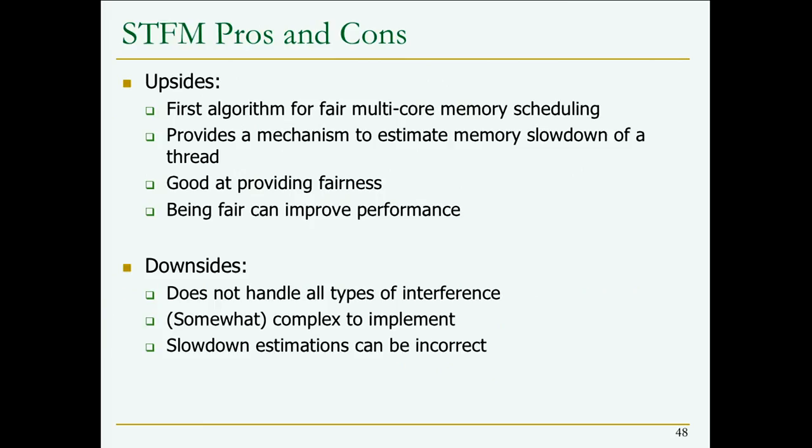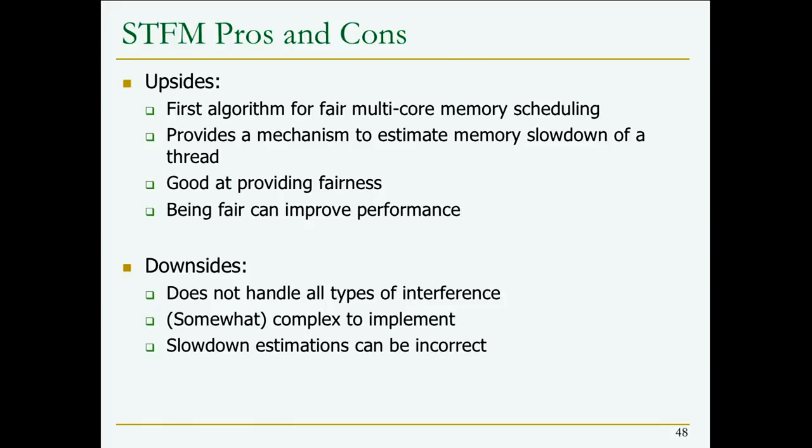Actually, they are incorrect, but it still works because even though you may not have the perfect slowdown estimation, you're still getting the higher order bits right, saying you're still able to figure out, oh, you're unfair at this point. Maybe your slowdown estimation is saying, oh, you're slowing down this thread 80%. In reality, you're really slowing it down by 150%. But it doesn't matter as long as you get the higher order bits right, saying, am I unfair or am I fair at this moment?